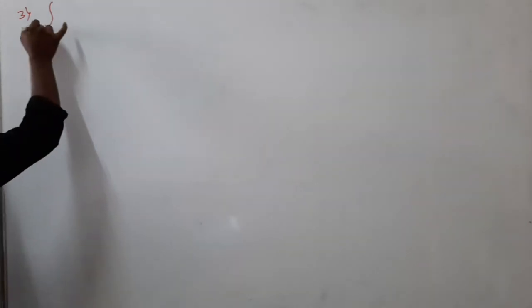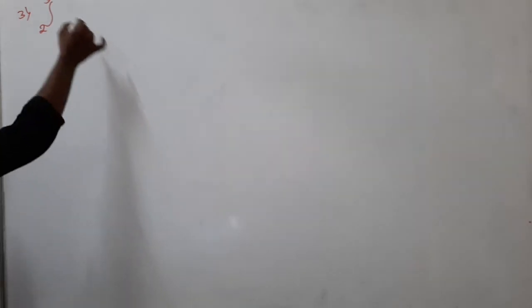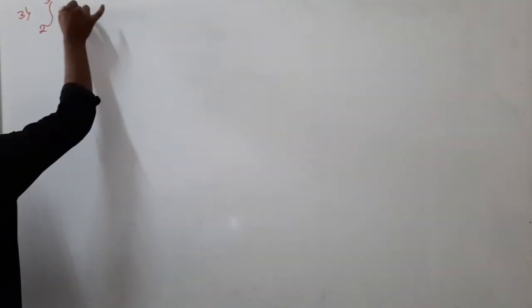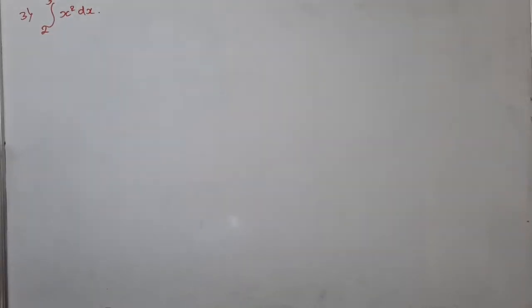Third question of our exercise. What is the third question of our exercise? Okay, the third question is the integral from 2 to 3, where the lower limit is 2 and the upper limit is 3, of x square dx. Now we have to solve this one by using the limit of a sum function.